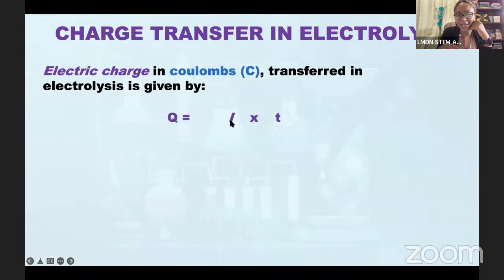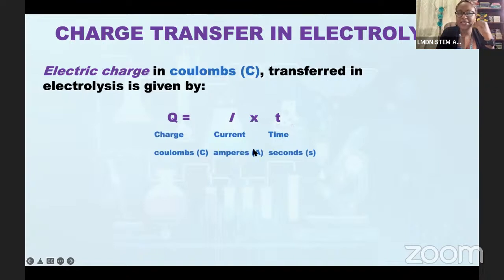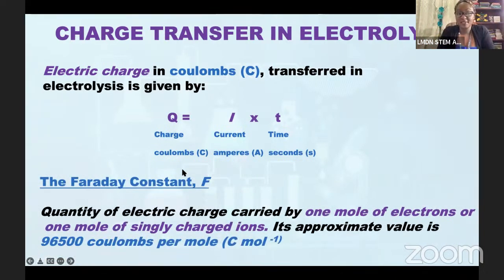So that's the governing equation for all things electrochemistry at the CXC level, at least, where you're given the current that flows through the electrolytic cell and the length of time that it flows. From that, you can calculate the charge associated with that electrolytic cell, right? Because the charge is dictated by the amount of current and the length of time that you flow that current for, right?